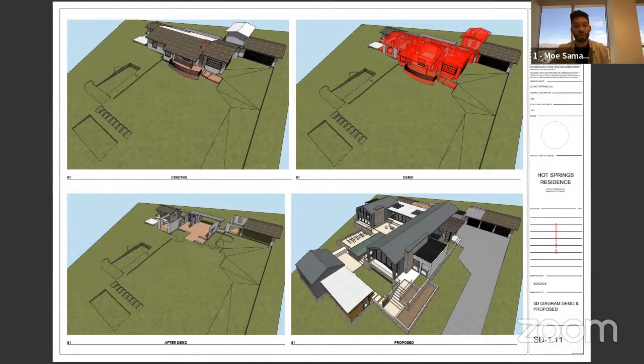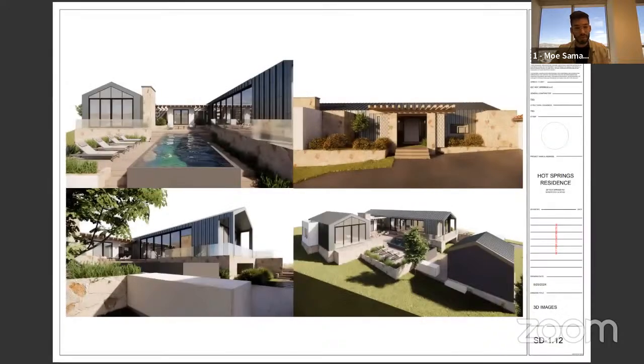And this is just a quick 3D image showing the existing and the proposed structure, essentially what we're intending to do. We can jump to the next slide, and I think that'll facilitate the conversation. So here we have some exterior quick renders of the property. Obviously, the first render is facing inwards towards the property from the pool. And our intention is, once again, to use stone veneers, reclaimed wood.